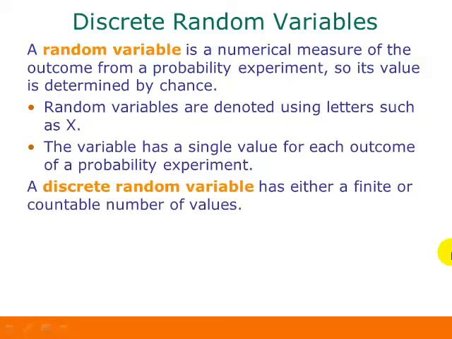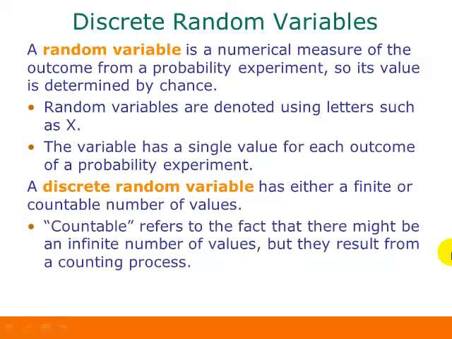And a discrete random variable has either a finite or a countable number of values. Earlier in this class we talked about discrete data versus continuous data. We also have the same distinction with random variables. We can have discrete random variables and continuous random variables.